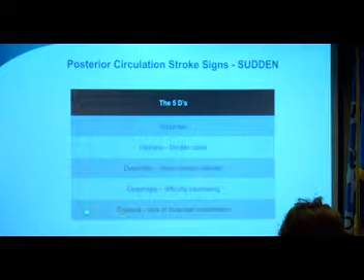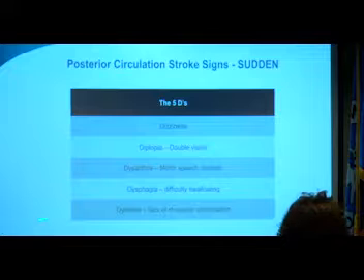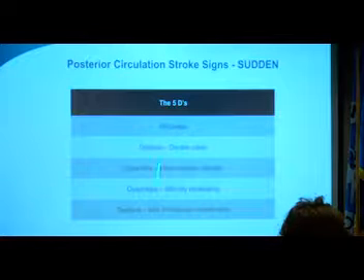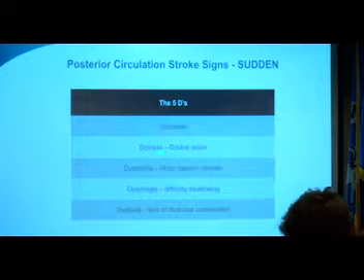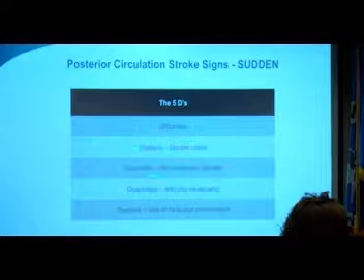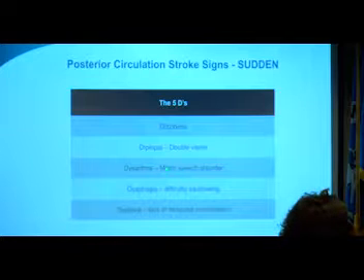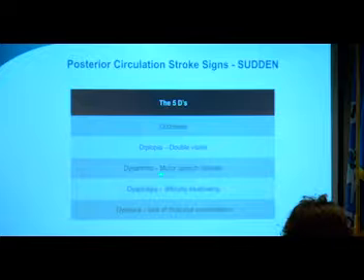And dystaxia, or just ataxia, what we routinely call lack of muscular coordination. So you can see, none of these are unique to stroke. Dizziness can be from positional vertigo. Diplopia can be from several ophthalmological conditions. Dysarthria, yes, very common from stroke, but it could also be something else. Dysphagia could be very minor.